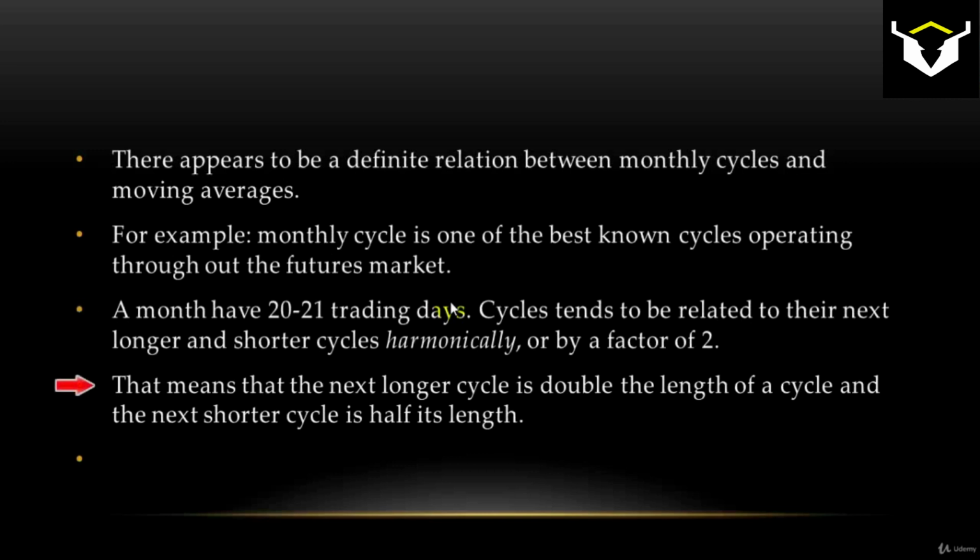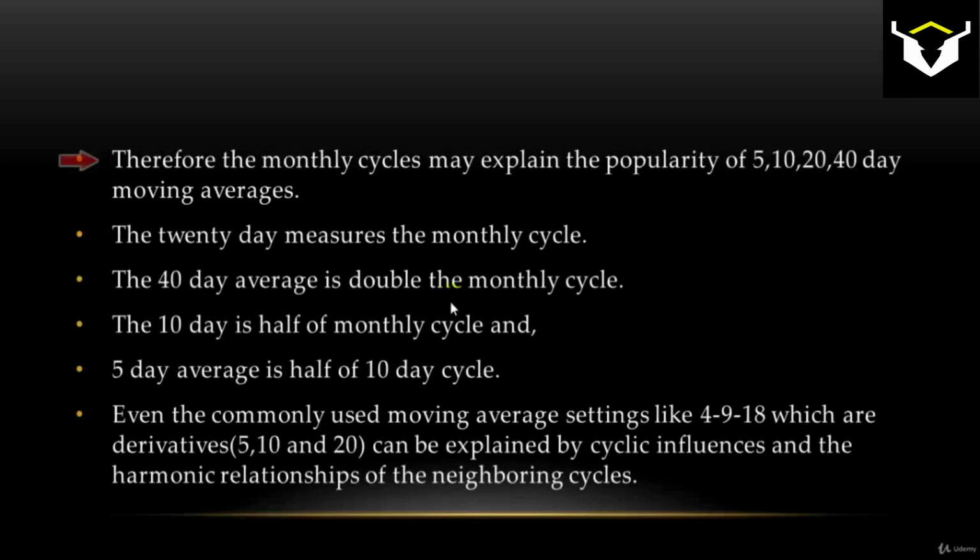That means that the next longer cycle is double the length of the cycle and the next shorter cycle is half its length. Therefore, the monthly cycle may explain the popularity of 10, 20, 25 and 40-day moving averages. The 20-day measures the monthly cycle, as there are 20 to 21 trading days in a given month. The 40-day average is double the monthly cycle. The 10-day is half of the monthly cycle and the 5-day is a quarter, or half of half the monthly cycle.